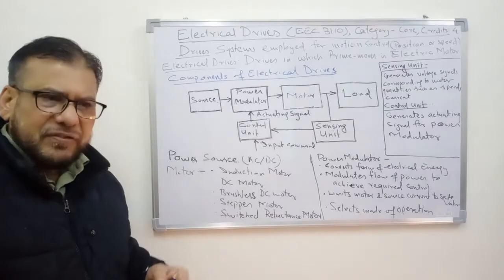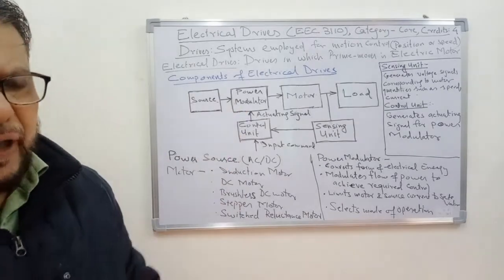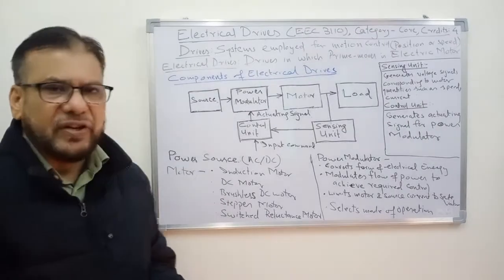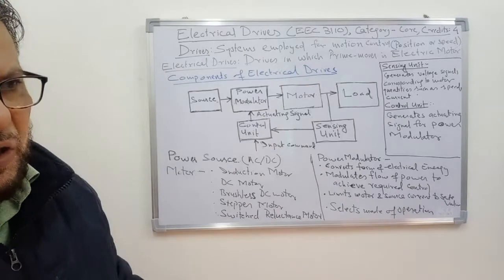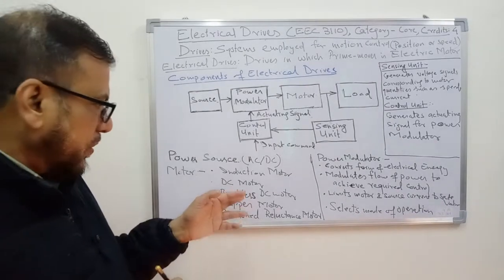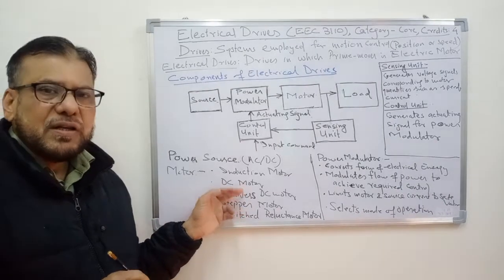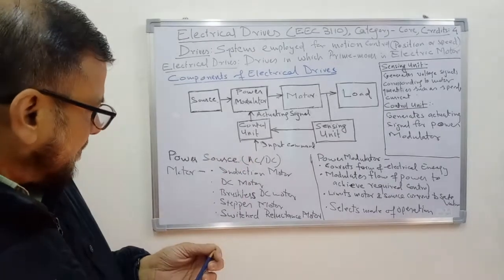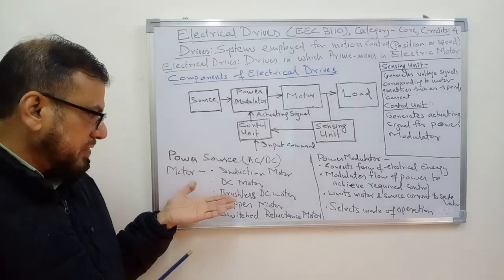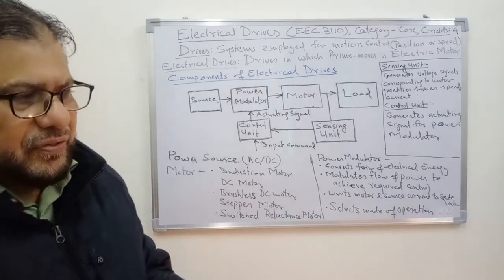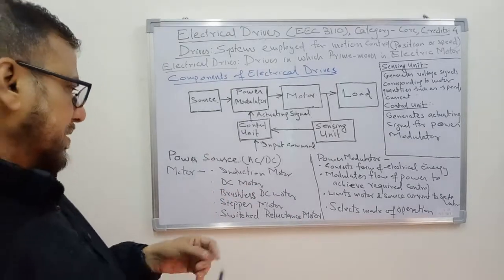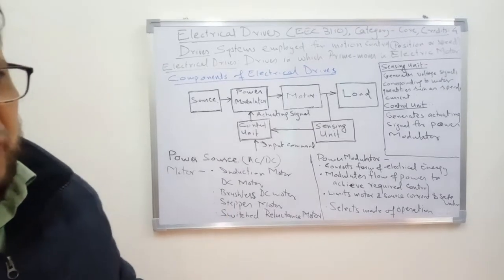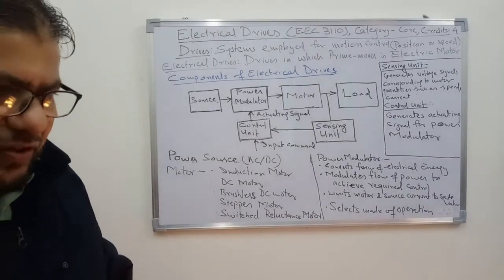In earlier days, some 20-30 years back, most of the drives were DC motor based drives, because the control of speed of a DC motor is much easier as compared to control of the speed of an induction motor. So earlier most of the drives were DC motor based, but nowadays the induction motor is fast replacing the DC motor, because the induction motor has some advantages over the DC motor.